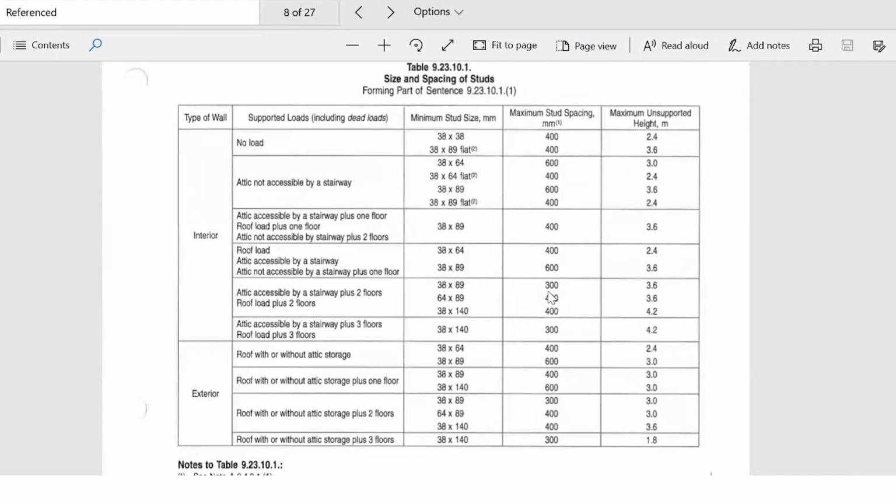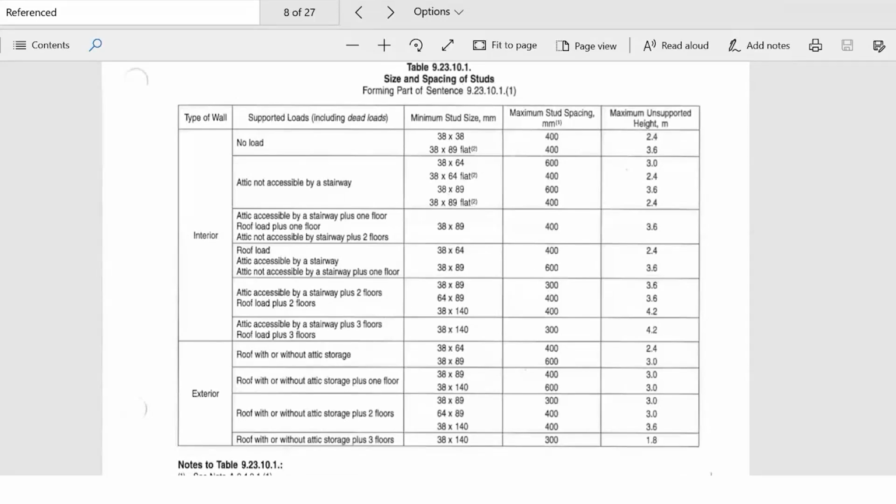Can I also ask a question about this table? Yes. Underneath no load, there's also attics, attics plus floor. What if you don't have an attic? What if you just have floors? Oh, never mind. I see. This is roof load plus floors. Okay. Never mind. Thank you.